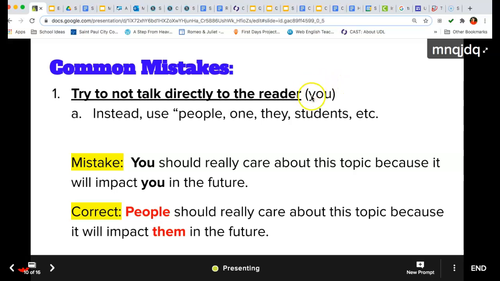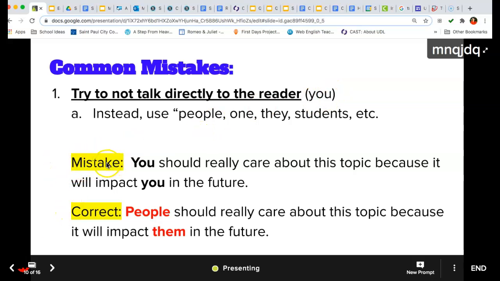Instead of using the pronoun you, you just switch in any other pronoun like people or one or they or students. Go in there and change those pronouns. So you can just change it to a person or a student. So change that you. Here are some examples.